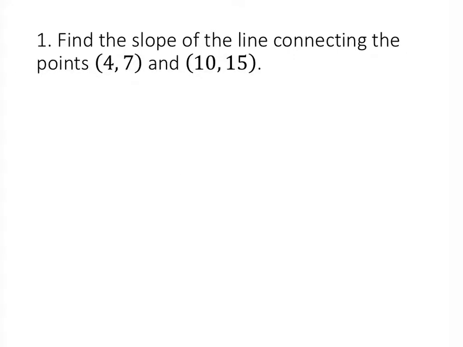For this first question, we're given 2 points and asked to find the slope of the line connecting those 2 points. So the formula for slope is m equals y2 minus y1 divided by x2 minus x1. And it doesn't really matter which of these points we call x1, y1 and which one we call x2, y2, as long as we're consistent. So usually just by default, I'll call the first point x1, y1 and the second point x2, y2.